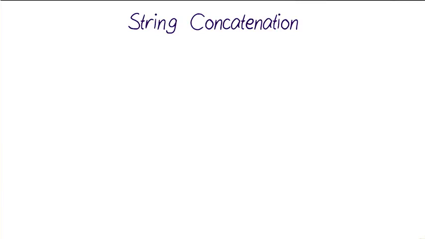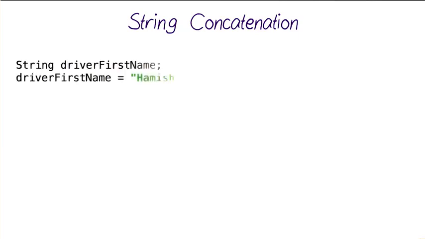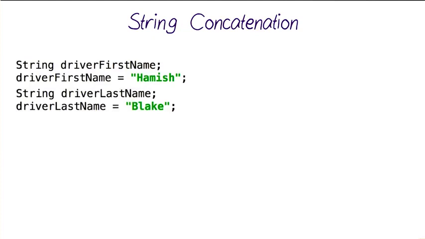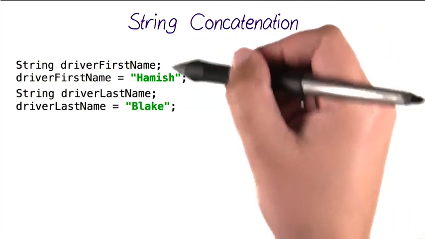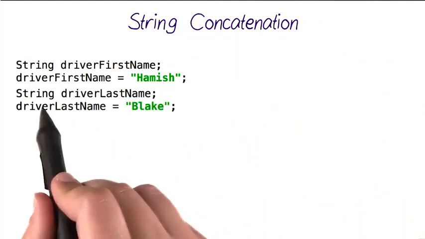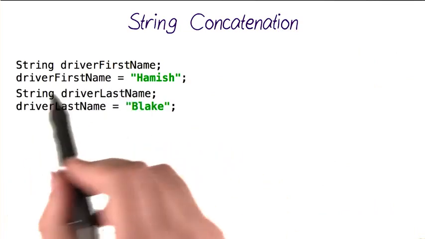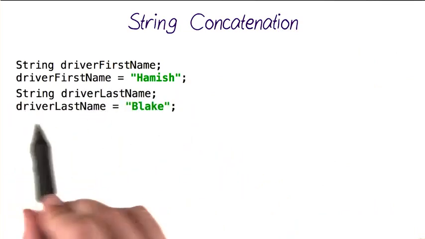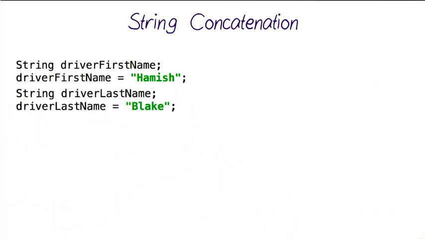Another thing we can do to strings is actually add them to other strings. This is called string concatenation, and it's basically joining strings together to build a longer string. Say, for example, the driver's first name was Hamish and the last name was Blake. Here, I've declared two different variables, driver's first name and driver's last name, and I've initialized the driver's first name to be Hamish and the driver's last name to be Blake.